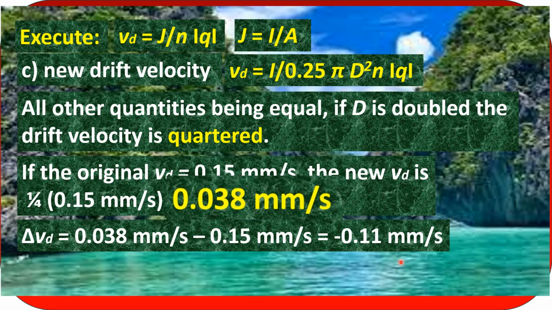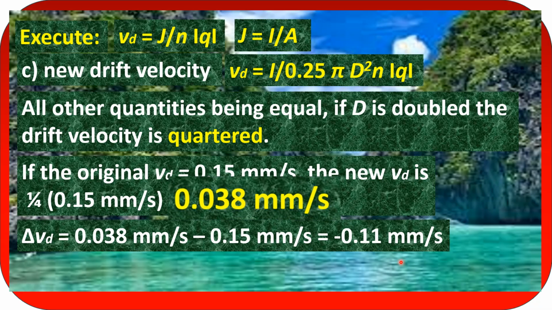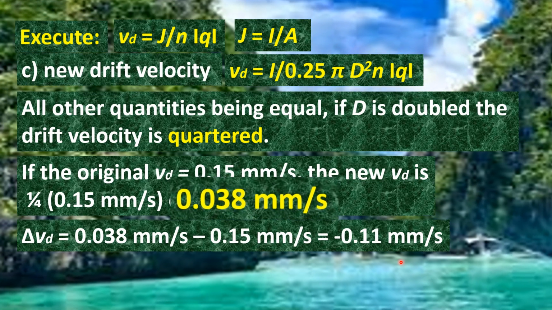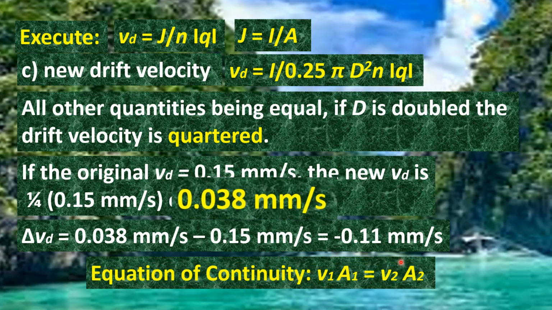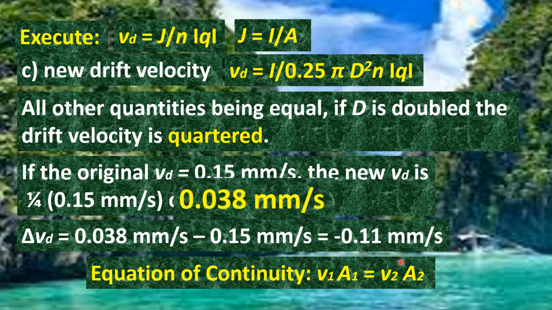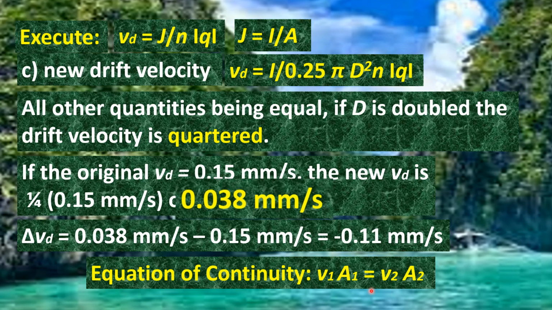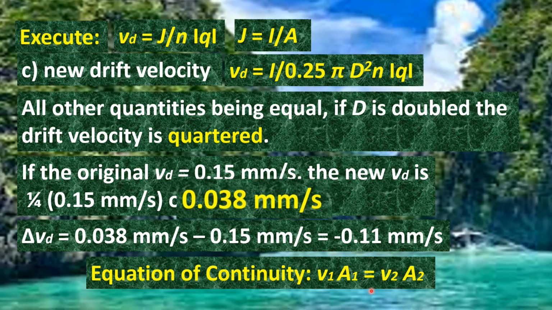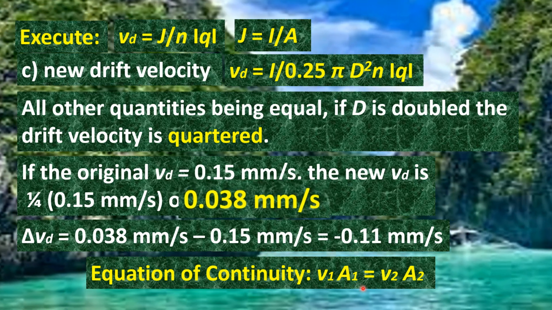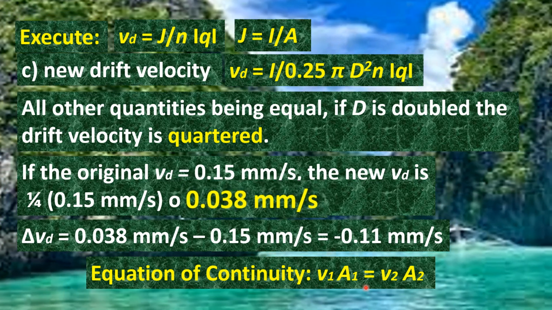And this inverse relationship between the drift velocity and the cross-sectional area of the wire reminds us of the equation of continuity for an incompressible fluid, all right? The equation of continuity states that the flow speed of the fluid is also inversely proportional to the cross-sectional area of the pipe or the tube.